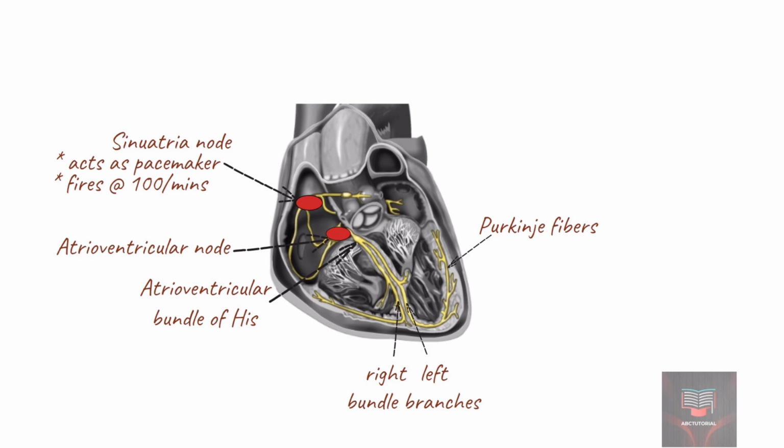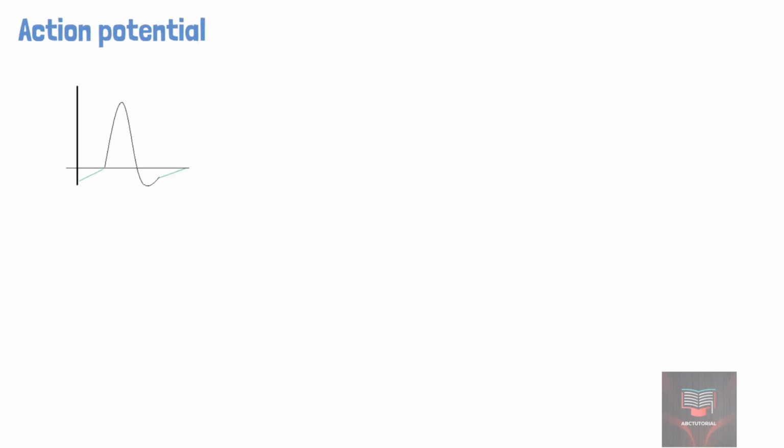From the AV node, the action potential enters the atrioventricular bundle of His, from where it enters both the right and left bundle branches, and finally the Purkinje fibers. The Purkinje fibers transmit the action potential to the ventricular muscle cells, causing their contractions and pumping of blood through the outflow tracts. The cardiac conduction system and the cardiac myocyte exhibit different forms of action potentials.